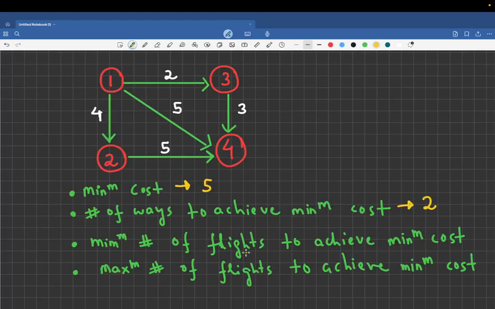The third one is the minimum number of flights to achieve this minimum cost. Now, if you look, there are two paths via which I can achieve the minimum cost, right? This path or this path. In this particular path, the number of flights that you are taking is 2. In this particular path, the number of flights that you are taking is only 1. So the minimum number of flights to achieve the minimum cost is actually 1. And the maximum number of flights to achieve the minimum cost is actually 2. So for this particular input, your answer will be 5, 2, 1 and 2.